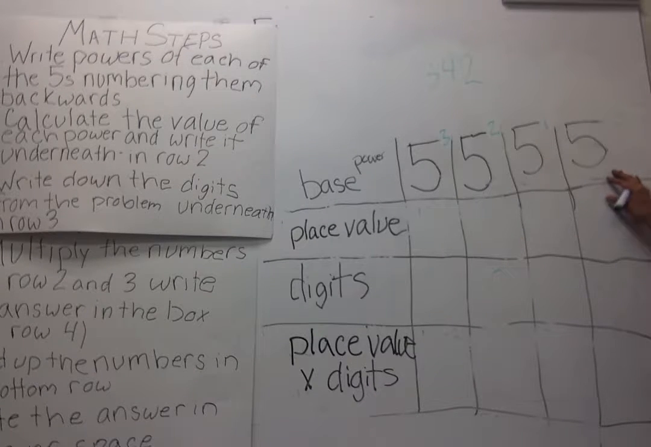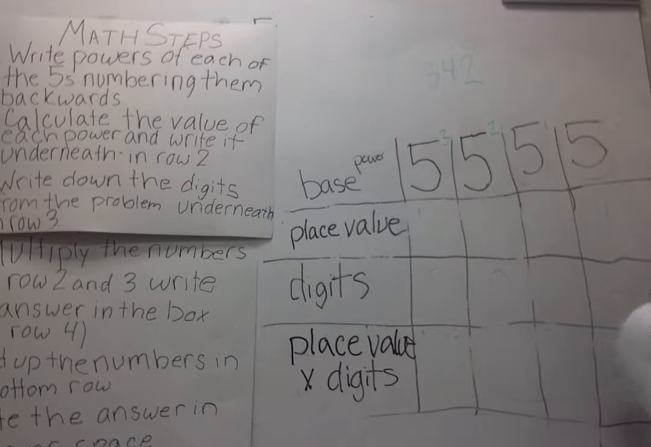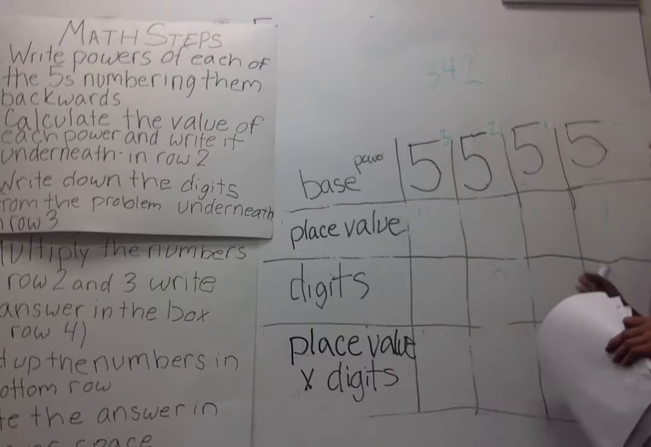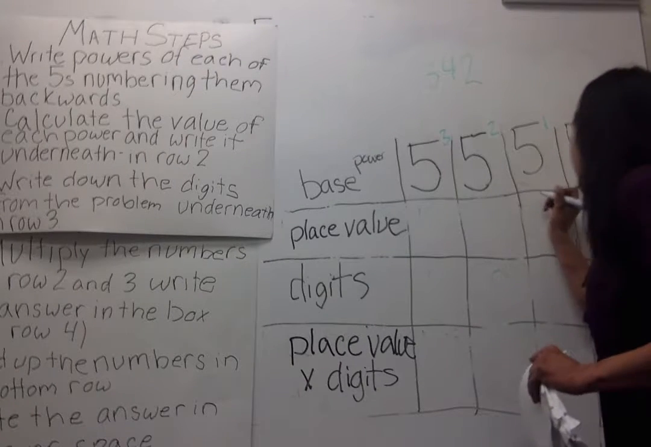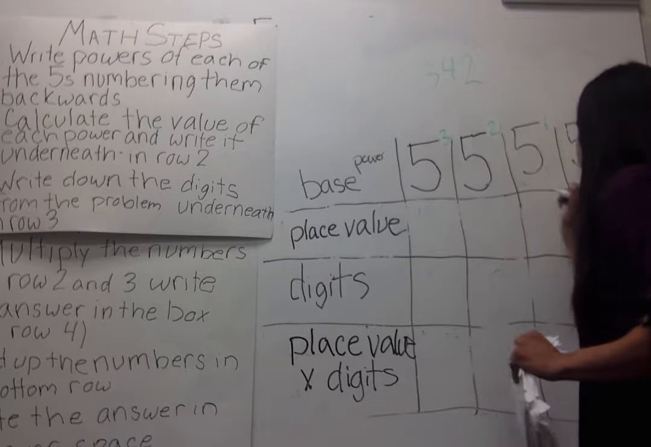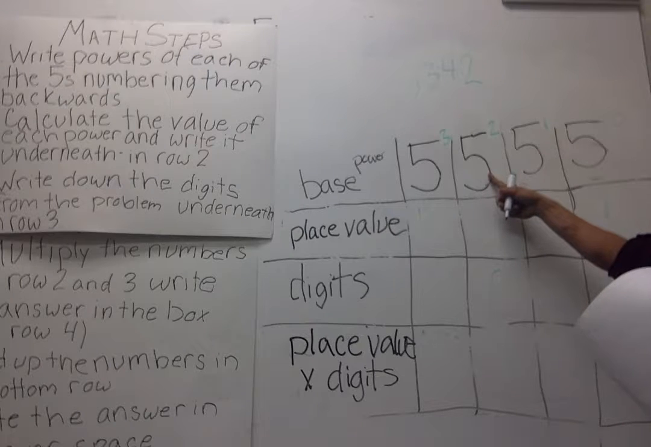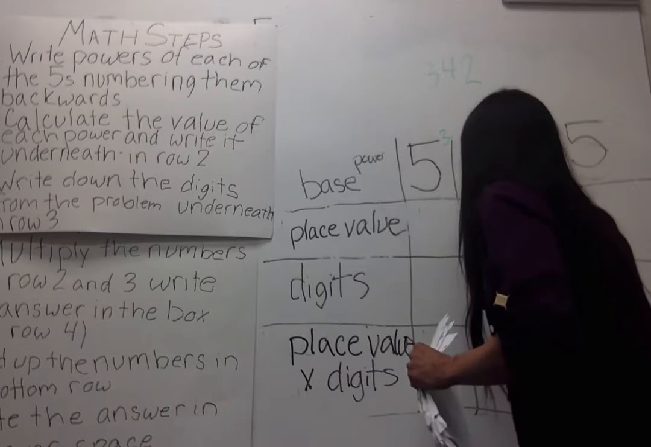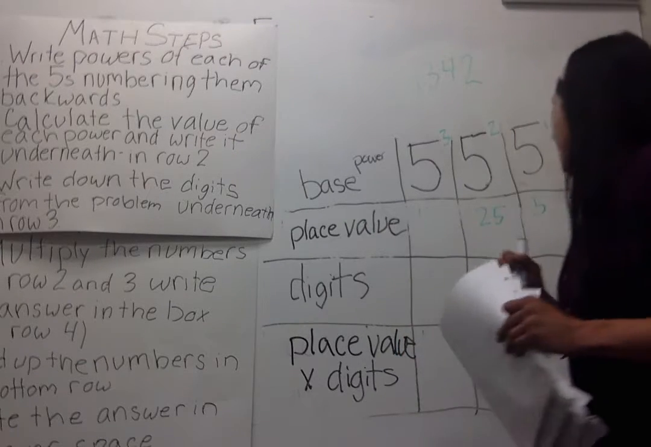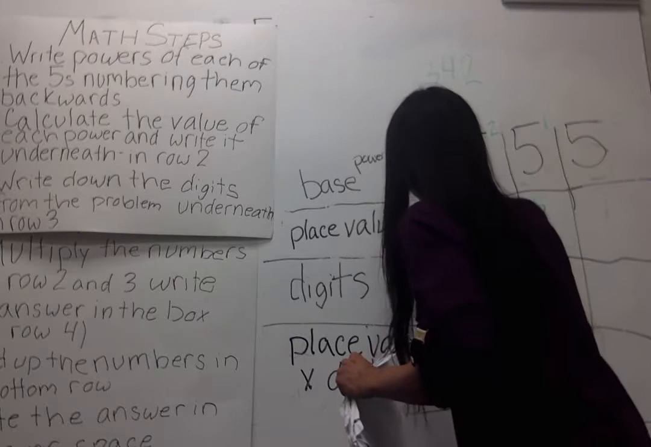So like I said, any number raised to the power of 0 would be, can anyone tell me? Good job, 1. Any number raised to the power of 1 would be the same number that the base is. So this would be 5. 5 to the power of 2 would be 25. And here, 5 to the power of 3 would be 125.